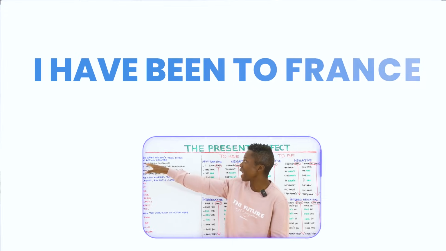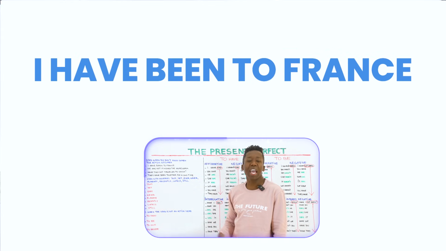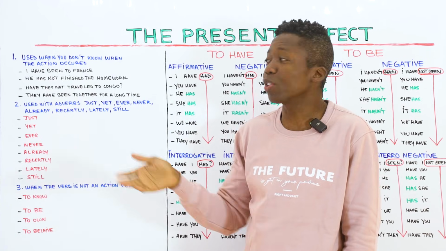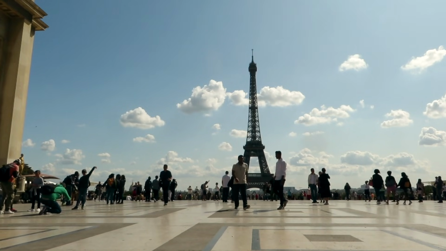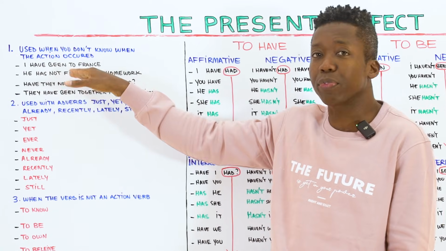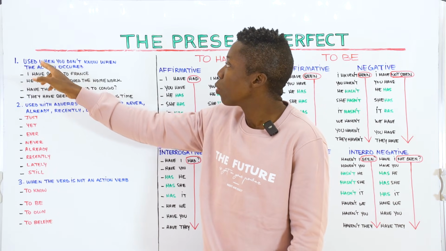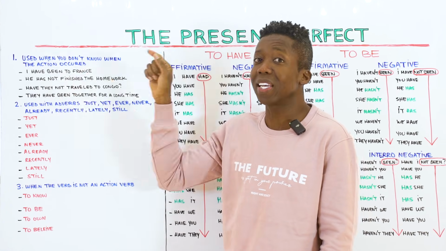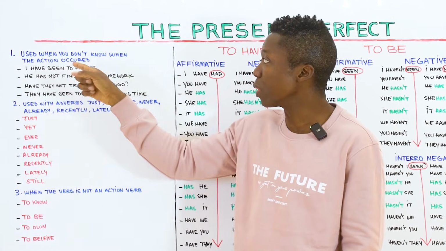Okay? I have been to France. I have been to France. When I don't know, the person doesn't know when you have been to France. Okay? I have been to France. Donc on ne sait pas, we don't know when the action occurred. We don't know when he went to France or when I went to France.